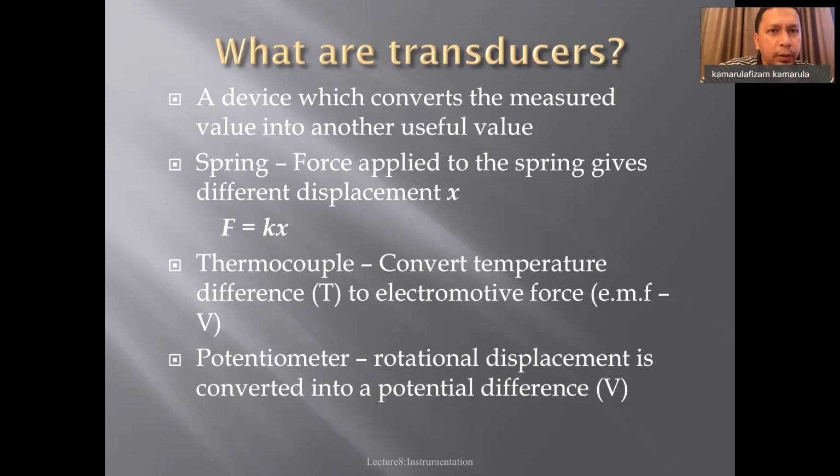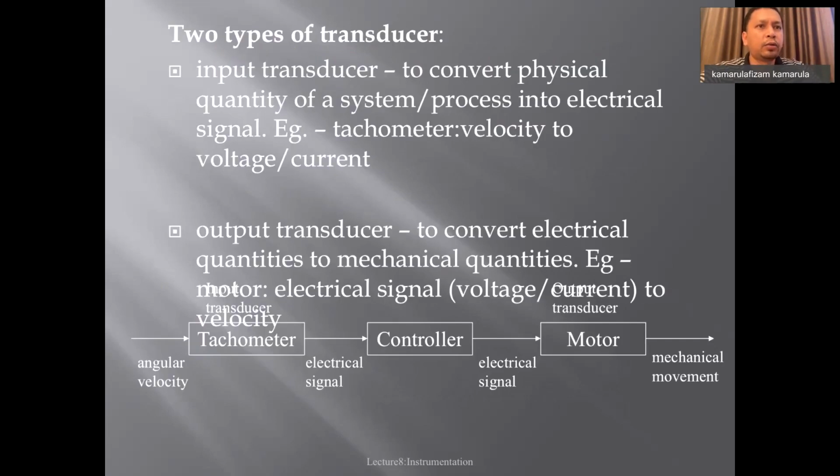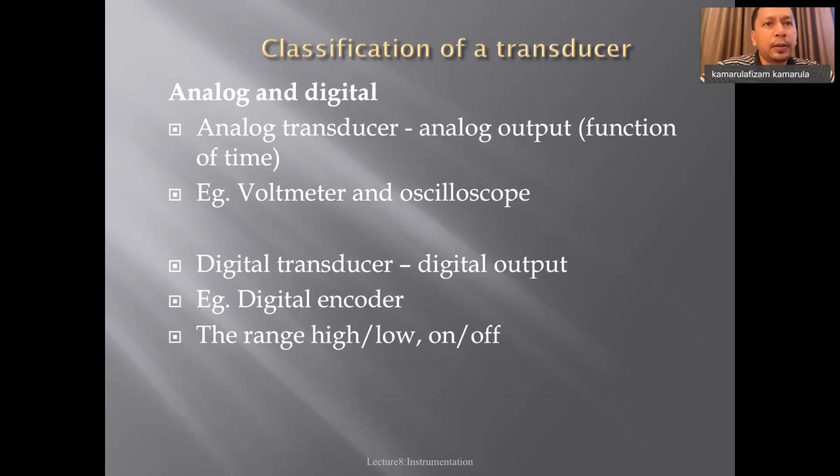Also, in this slide we have seen the definition just now. I will not go into the detail of each and every one of these because I have explained this. There are two types of transducer: you have input transducer and output transducer, which basically refer to the sensor and actuator. For the classification of transducers, you have analog and digital, of course. Analog transducers, for example, are the voltmeter and oscilloscope. You have digital transducers, for example, the encoder.